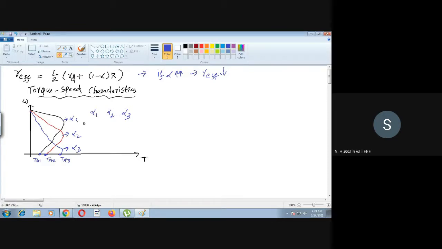So how do you get the higher resistance here? Yeah, that's correct. So alpha 3 is lesser here. If alpha 3 is lesser, then R effective is more. So R effective and alpha have an inverse relationship. That's correct, so this equation is correct. You already know, recalling the torque speed characteristics, that these characteristics will shift to the right side.